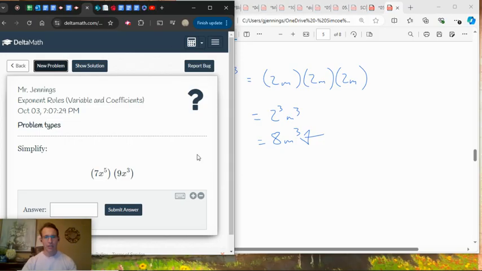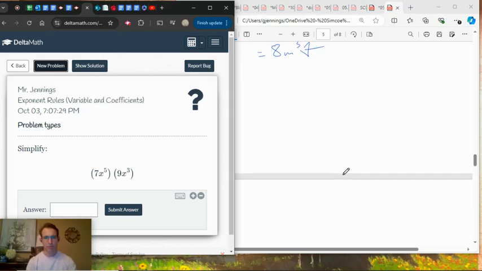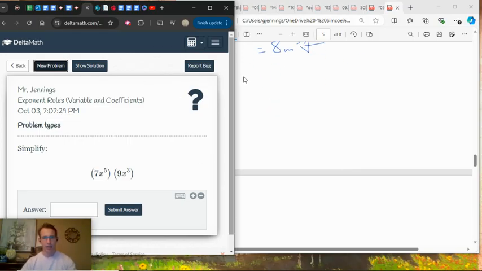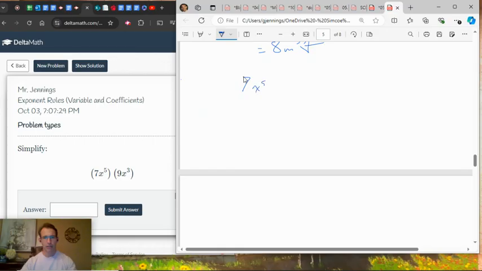Okay, with this one here, you want to be able to very quickly tell yourself and me that you know that 7x to the 5 multiplied by 9x to the 3 is equal to 63, which is 7 times 9, x to the 5 plus 3.